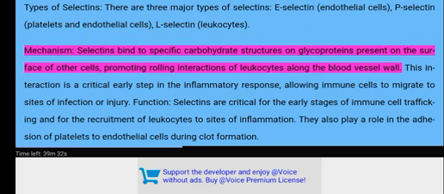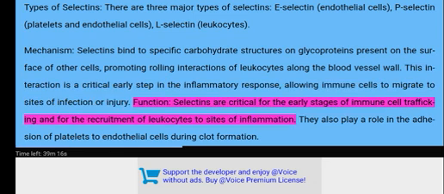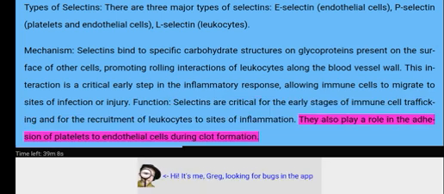Mechanism: selectins bind to specific carbohydrate structures on glycoproteins present on the surface of other cells, promoting rolling interactions of leukocytes along the blood vessel wall. This interaction is a critical early step in the inflammatory response, allowing immune cells to migrate to sites of infection or injury. Function: selectins are critical for the early stages of immune cell trafficking and for the recruitment of leukocytes to sites of inflammation. They also play a role in the adhesion of platelets to endothelial cells during clot formation.